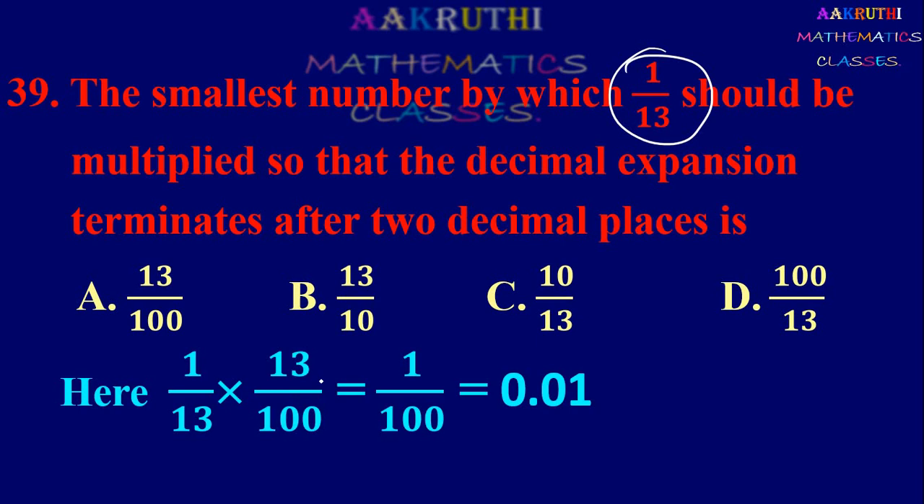So that is 1 by 13 into 13 by 100. It is 1 by 100, which is 0.01. So therefore when we multiply 1 by 13 by 13 by 100, the resulting number will terminate after 2 decimal places. So therefore the correct option is option A only. If we multiply 1 by 13 by any other option, it will not terminate after 2 decimal places. So here the correct option is option A, which is 13 by 100.